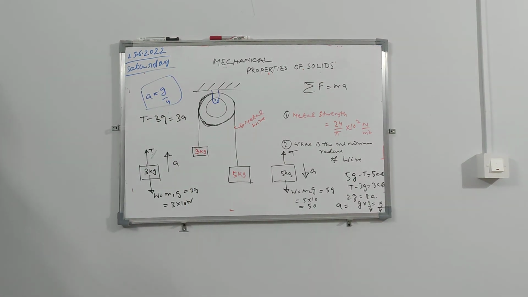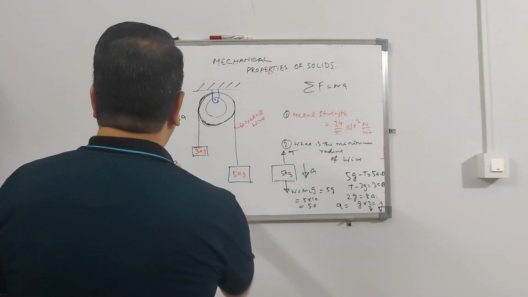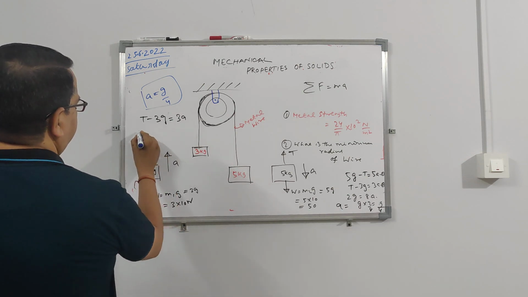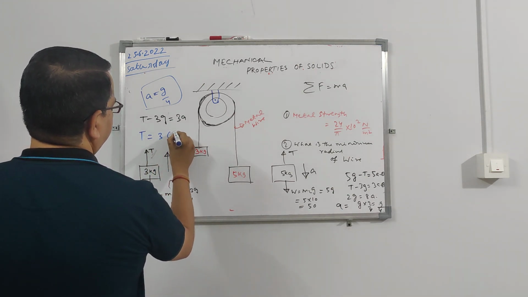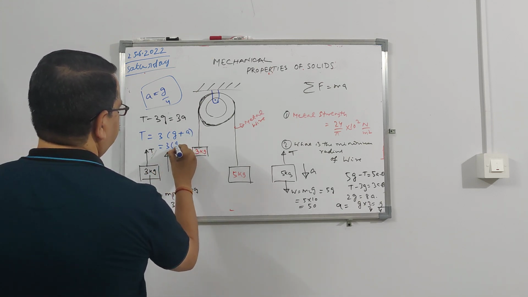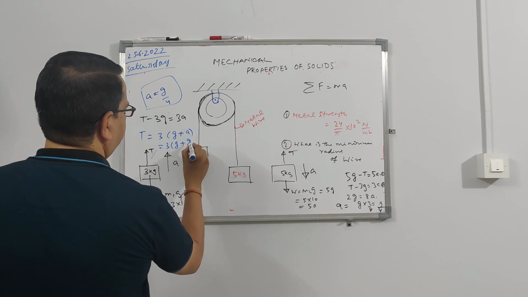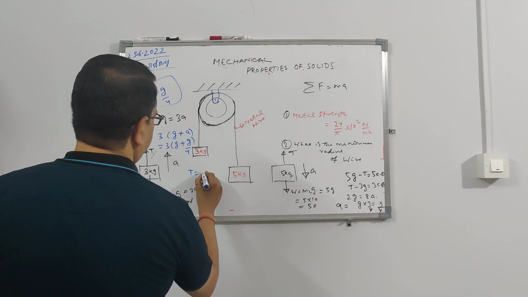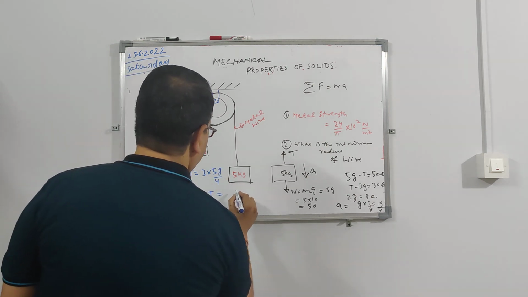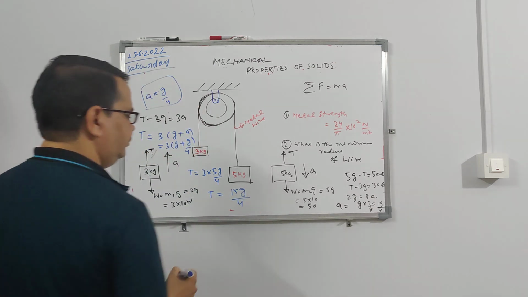So once you get your acceleration as G by 4, then you can find out your tension. Once you find out the tension, you can find out the stress and all. So now you have to substitute A as G by 4 and then find tension. Your T will become 3 into G plus A, so 3 into G plus G by 4. So your tension will become 3 into 5G by 4, so your T will become 15G by 4. This is your tension.